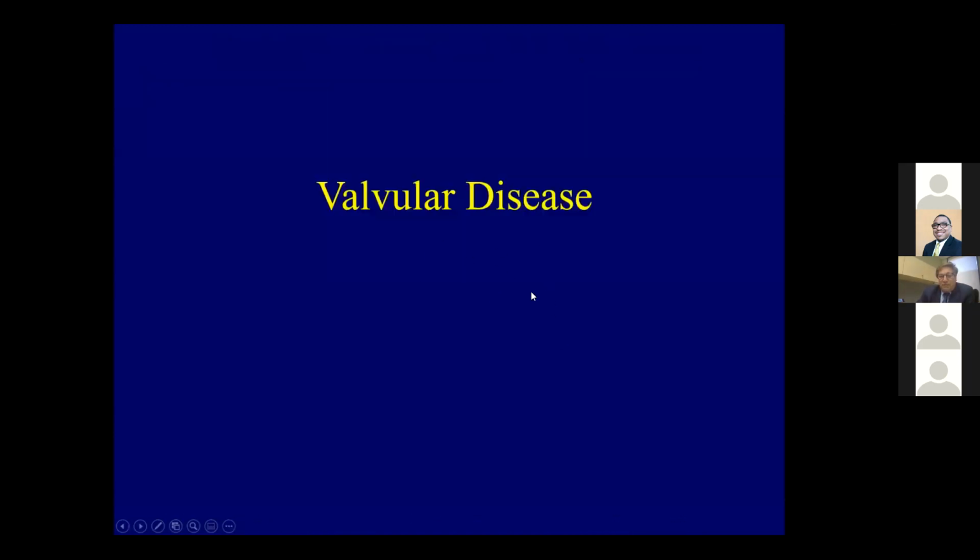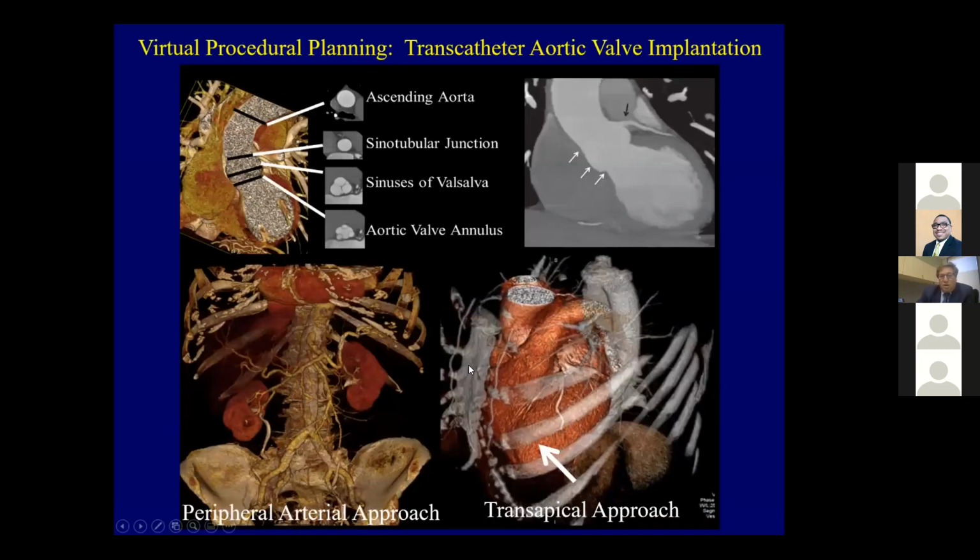Just an example of valvular disease, one of the earlier uses of the 3D patient avatar was for TAVR or pulmonary valve percutaneous replacement. Again, these percutaneous valves only come in certain sizes, so you basically need to know the exact coaxial dimensions at multiple levels of the aortic outflow tract.